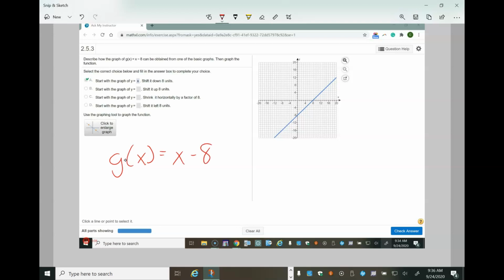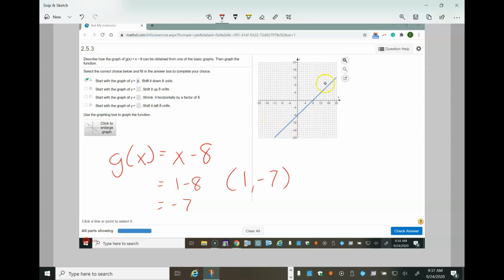So another way to do it, instead of just going over 1, up 1, is you can just pick a number and plug it in. So let's say I pick the number 1. If I plug the number 1 in here, 1 minus 8, that would give me -7, right? So that would give you another point, 1, -7. So it's just another way to do it.